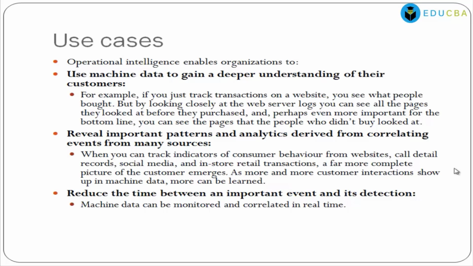The second use case is to reveal important patterns and analytics derived from correlating events from many sources. When we track indicators of customer and consumer behavior from different websites, call detail records, social media and retail transactions, a far more complete picture of the customer emerges. As more and more customer interactions show up in machine data, more can be learned.